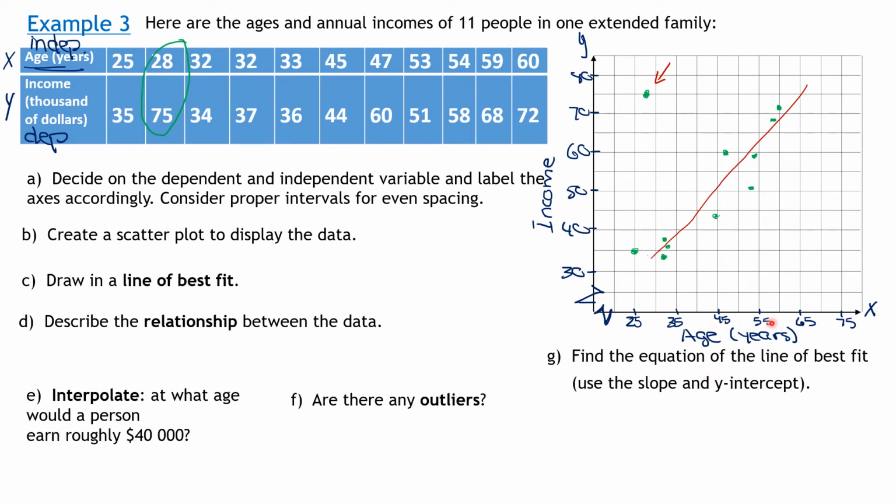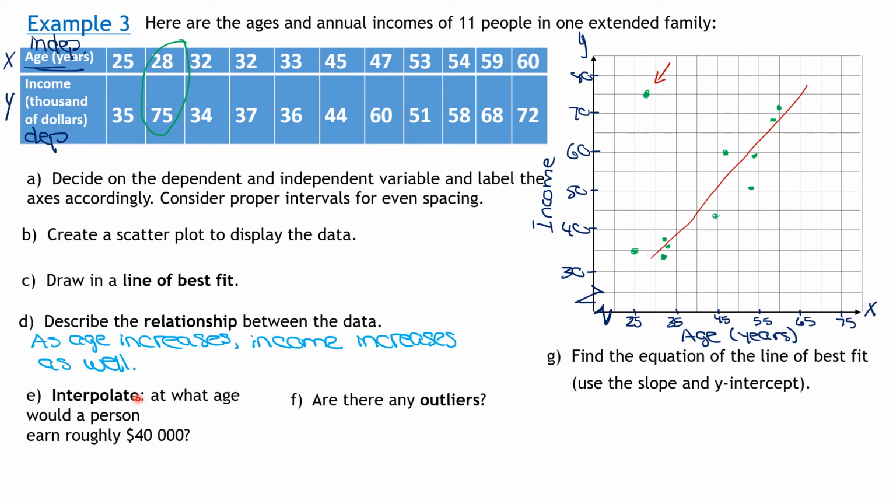So as age increases, usually the other part of your sentence is income, and then you would either say it decreases or increases, and in this case it's increases. So except for this crazy one up here, mostly all the people, the older they get, the more money they're making. That's the relationship between the data. So I'm going to write that down there. As age increases, income increases as well.